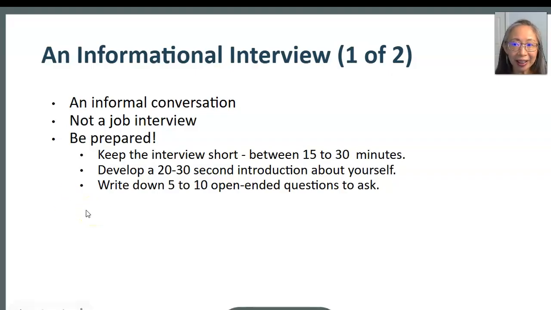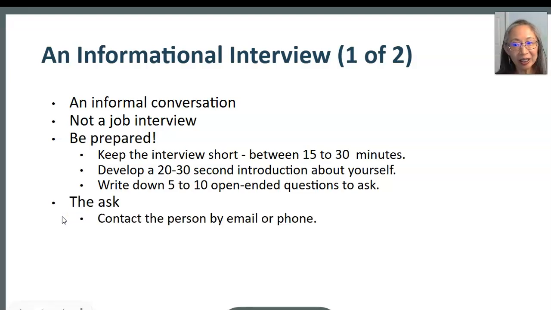So how do you get an informational interview? This is the ask. How do you get it? You contact the person first by email or phone. Ideally, you'll have a connection so you can explain to them how you found them, whether you are connected through the alumni network, or you have a friend that works there, or you found them on LinkedIn and you are interested in what they do.